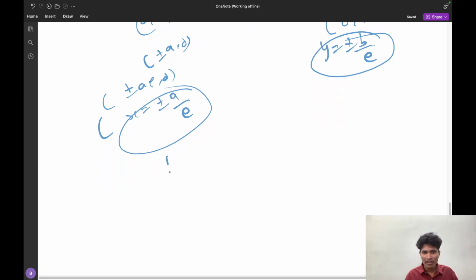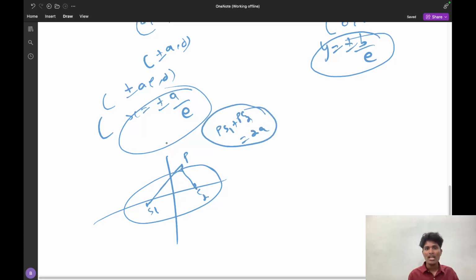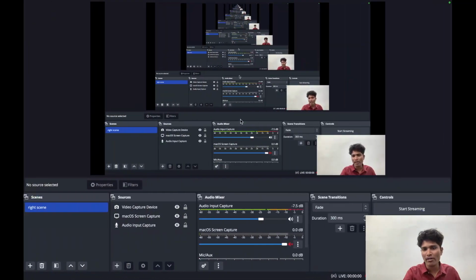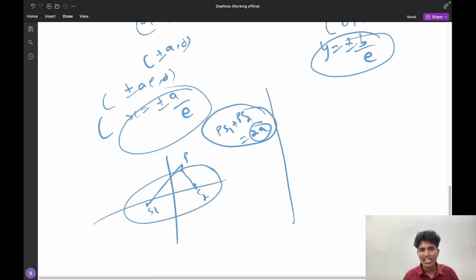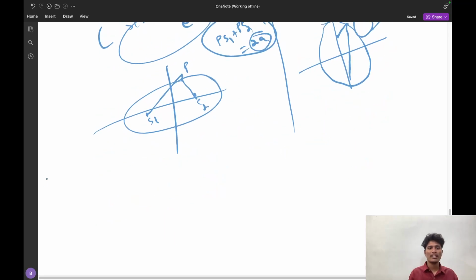Next, if this is an ellipse with S1 and S2, and suppose this is a point P, if I join PS1 plus PS2, this distance is equal to 2a. It is a very important relation: PS1 plus PS2 will definitely be equal to 2a, the major axis. Same thing in the vertical ellipse: if there is a point here and I join these two, this distance is equal to 2b. Very important. Now I have completed the basic introduction of the ellipse.